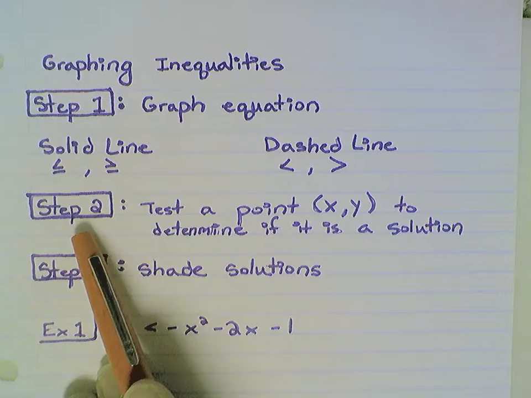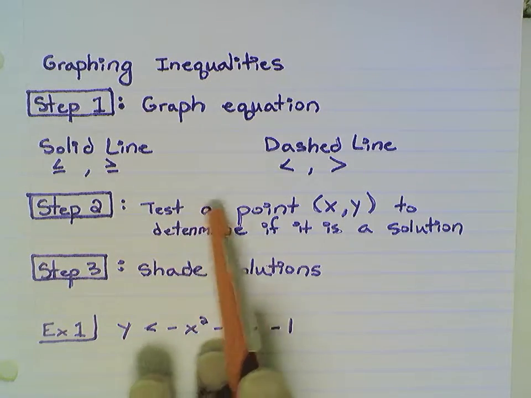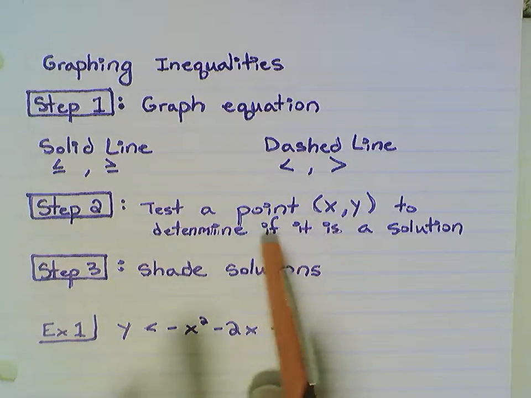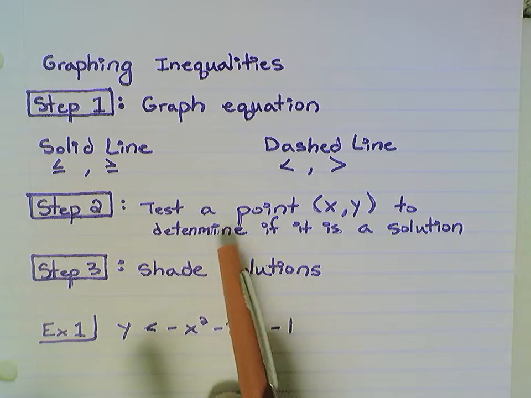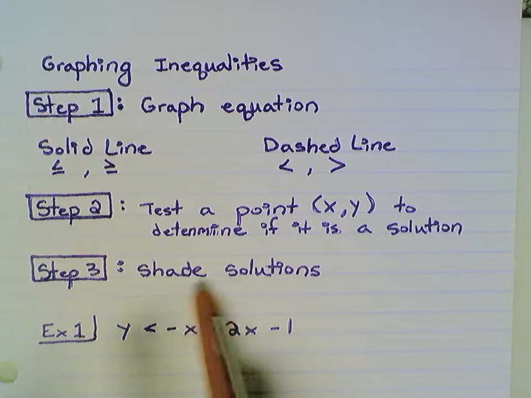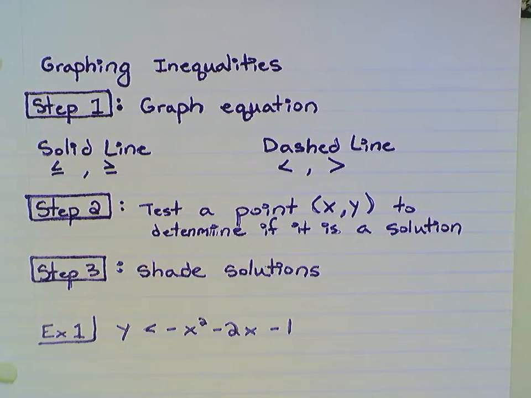Now, after we have a graph, step two is to test a point on our graph to determine if it is a solution, and then shade that side. So if it is a solution, you shade the side that has the solutions. That's our third and final step.